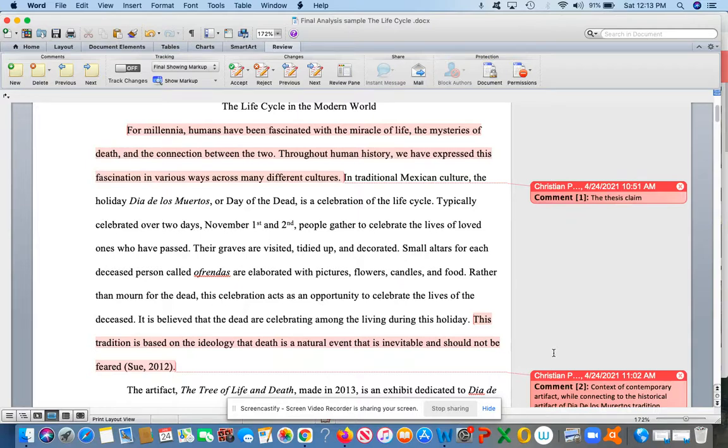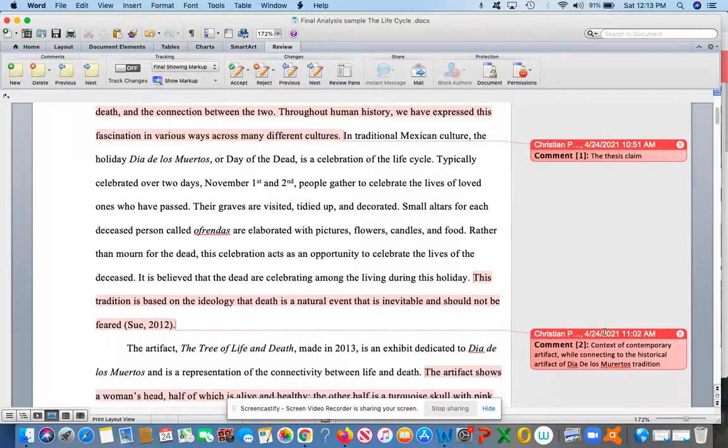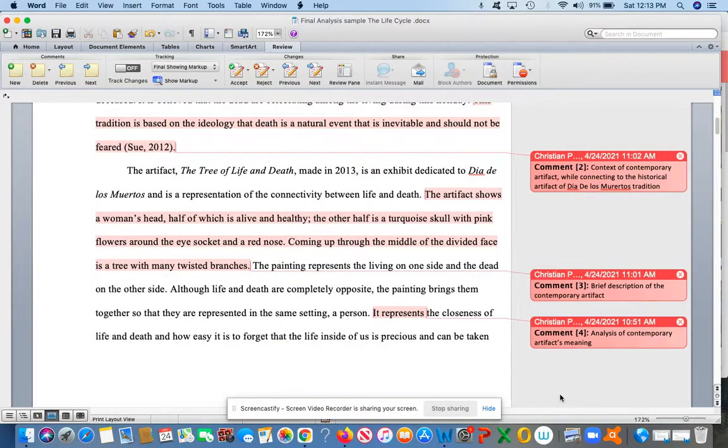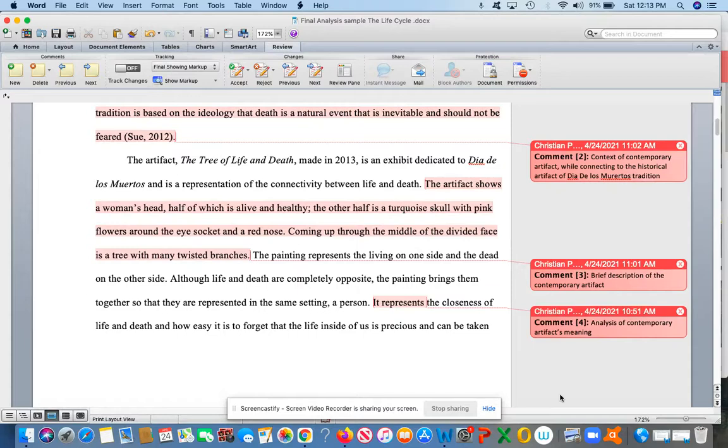And here it's giving this context of a historical artifact, we could call it, this tradition, which still lives today, because the writer is now going to introduce the contemporary artifact. And since it's related to Dia de los Muertos, they needed to give that little bit of context.